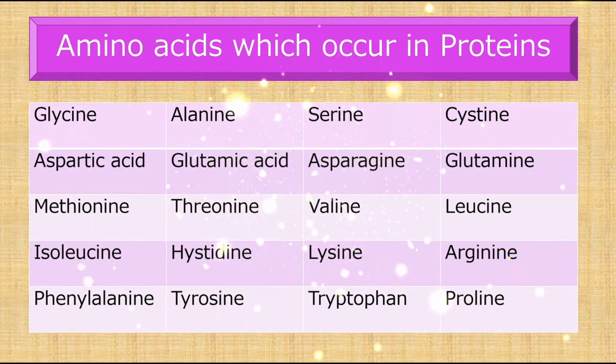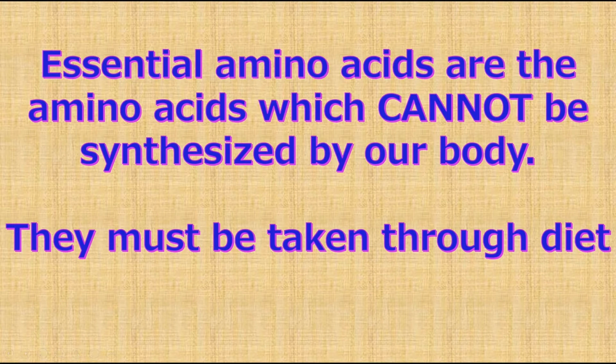Now, among all these 20 amino acids, not all are essential. What are essential amino acids? Those which need to be taken through our diet. They cannot be synthesized within our body. So, they are essential. We need to take them in the form of food. But what are non-essential amino acids? They are just the opposite of essential. That means our body can synthesize the non-essential amino acids. We may not consume them, but what we must consume are the essential amino acids.